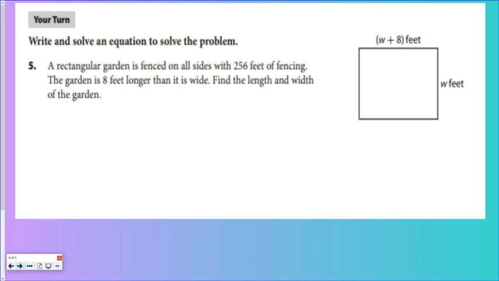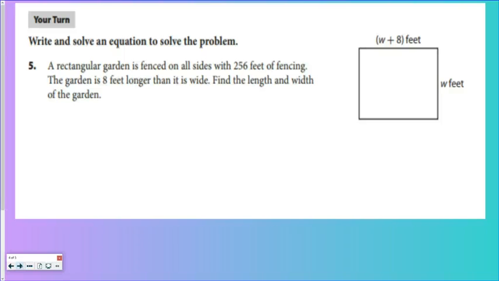Next. A rectangular garden is fenced on all sides with 256 feet of fencing. The garden is 8 feet longer than it is wide. Find the length and the width. So this problem, we're looking for perimeter. If you remember perimeter, we need to find the distance around. So we're going to add up all of the sides for this rectangle.